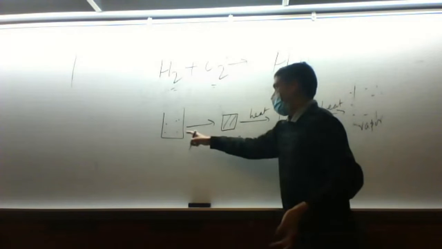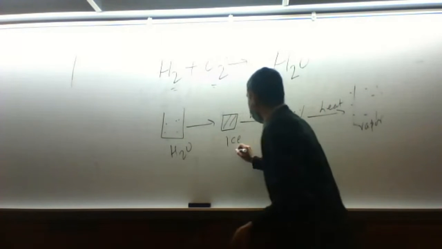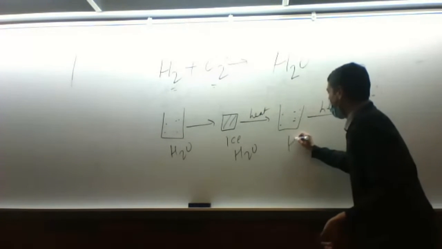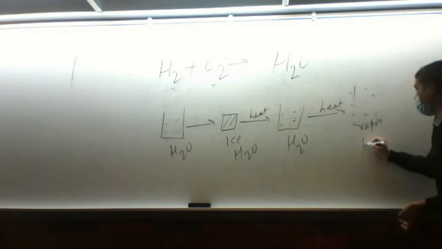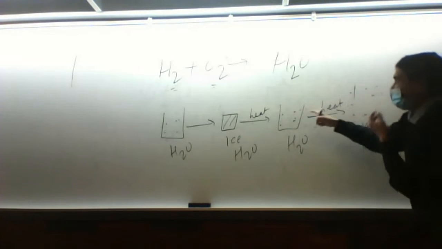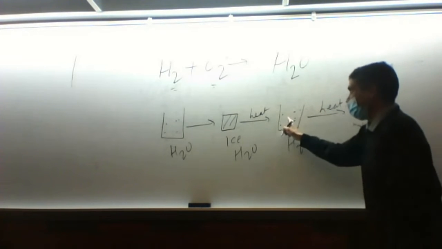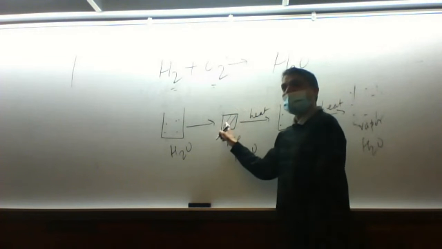Ice is also H2O, and this is water. So everything is the same. H2O, ice is also H2O. This water is H2O. This vapor is also H2O. Now cool the vapor, it becomes liquid water. Cool the liquid water, it becomes ice, right?